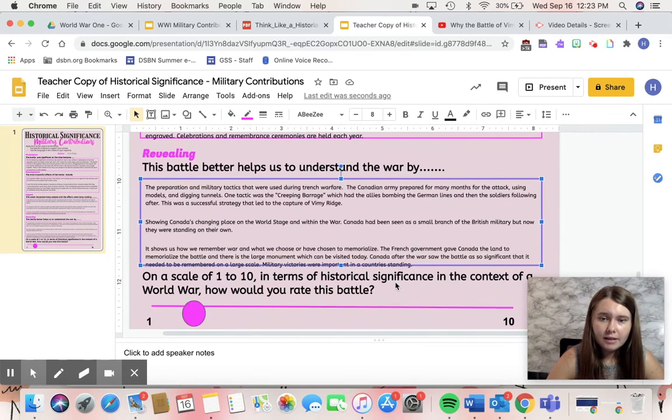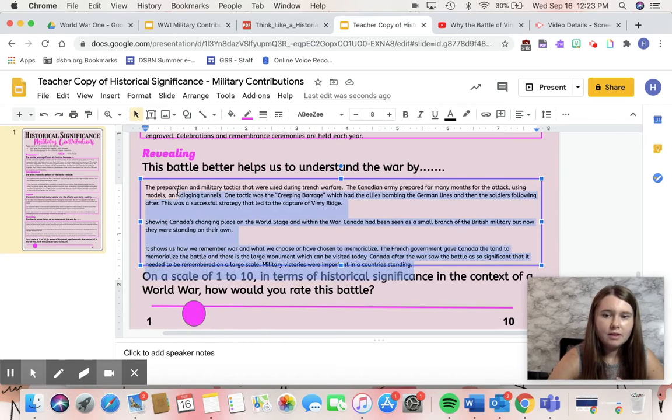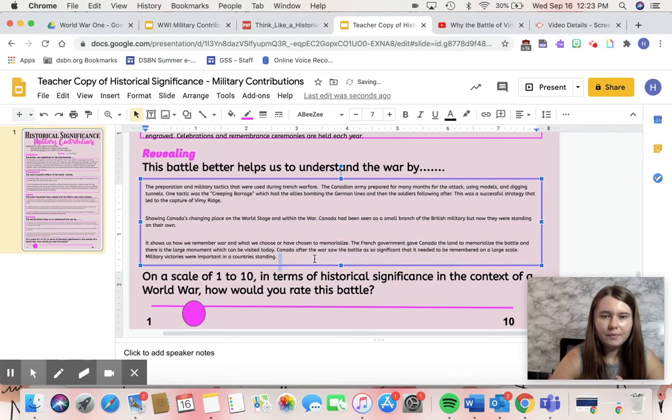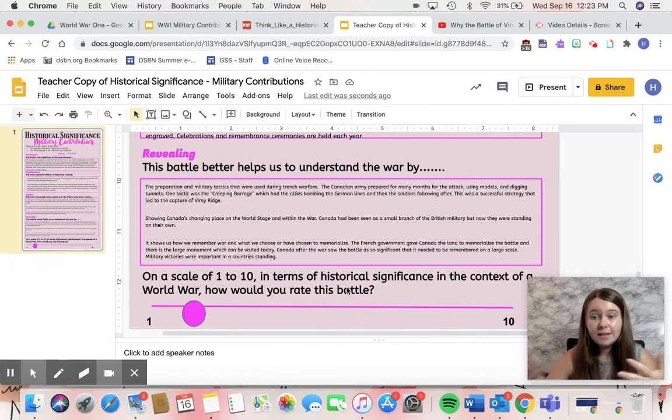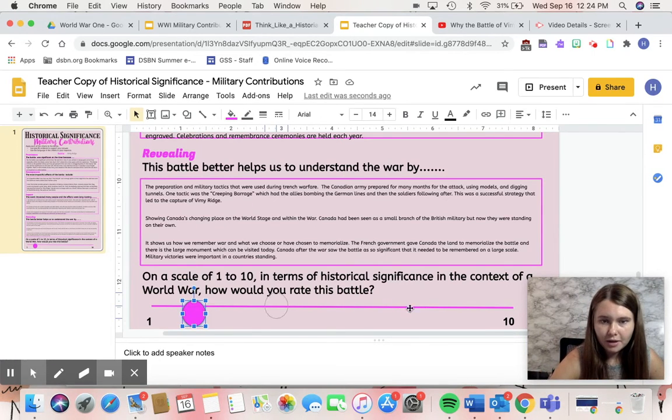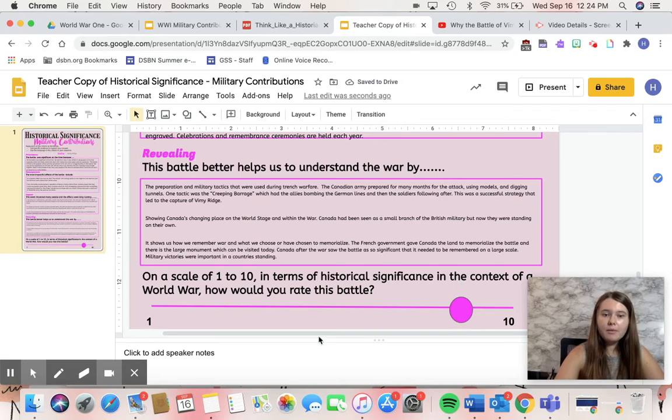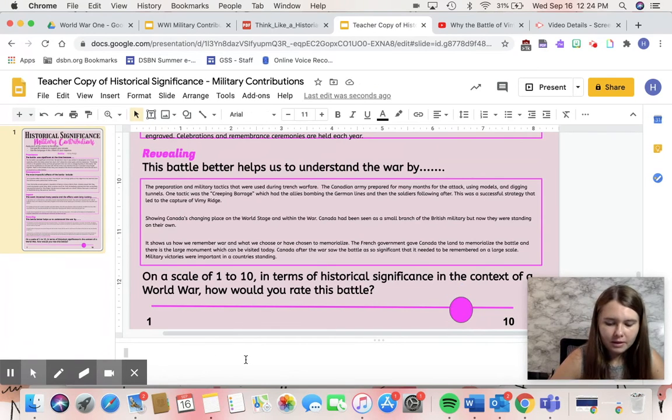Okay, so then the last thing here says, on a scale of 1 to 10, in terms of historical significance in the context of a world war, I'm just going to change the size, there we go. How would you rate this battle? So right now I'd like you to make your own decision. How would you rate this? I think, because you can actually move this, I am going to give it probably an 8 or a 9.